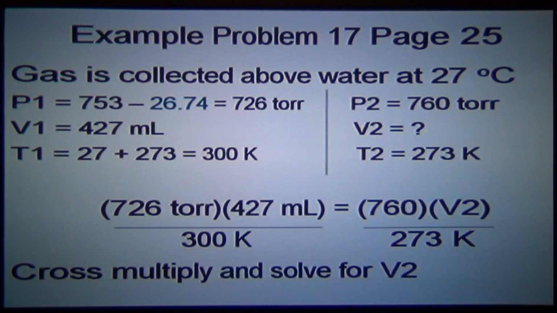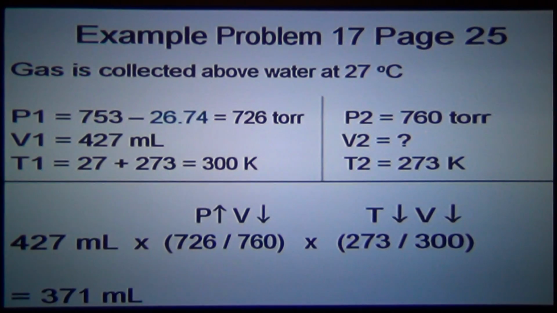So what you see in front of you is one way of going about solving this problem. Another way of solving this problem would be using the fractional method. The fractional method takes into account how the volume of a gas changes when you change the pressure or when you change the temperature. So if we take a look at this from a different perspective, we start with the 427, because that's the volume, and we want to see how it's going to change.